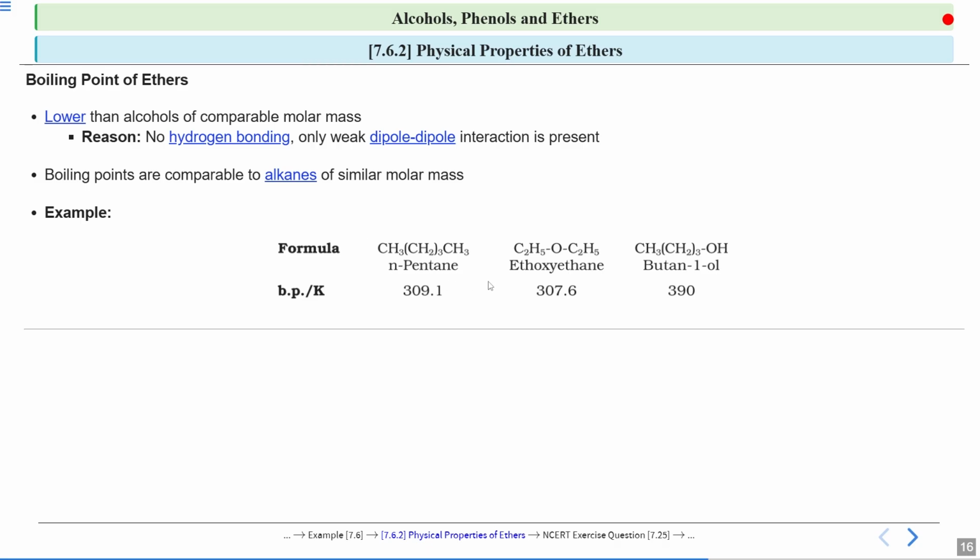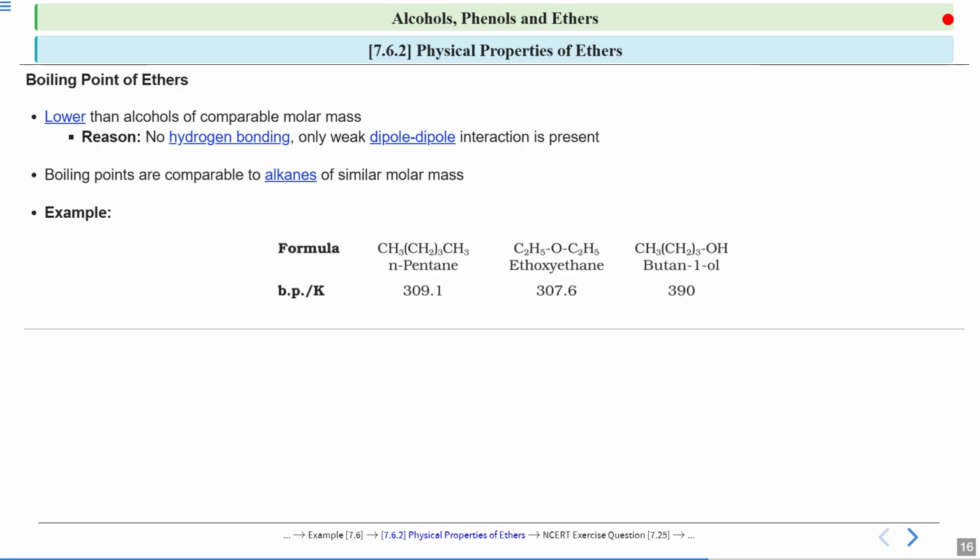So if you see, they have comparable molar mass. In ether and in alcohol, the boiling point of ether is 307 and the boiling point of alcohol is much higher, that is 390. Why? Because in alcohol there is strong intermolecular hydrogen bonding, while in ether there are only weak dipole interactions.